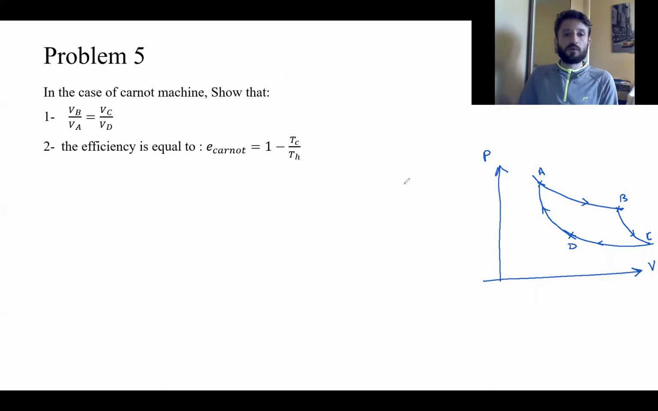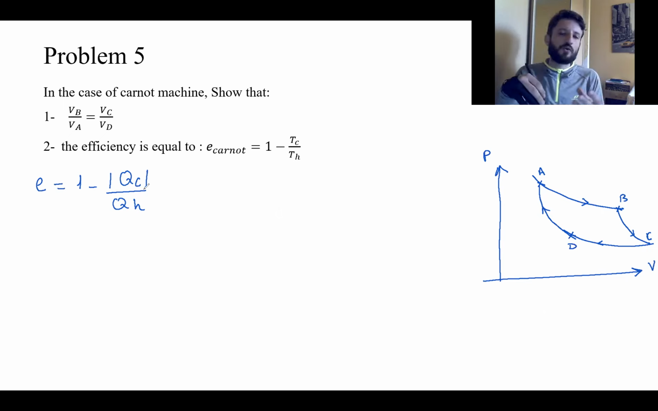Okay, in part B, we have to prove that the efficiency E Carnot equals 1 minus T cold divided by T hot. In part 1, we used the transformations BC and DA to find VB divided by VA equals VC divided by VD. Now in part B, we have to use AB and CD. You know, in general, E for any machine equals 1 minus Q cold divided by Q hot.